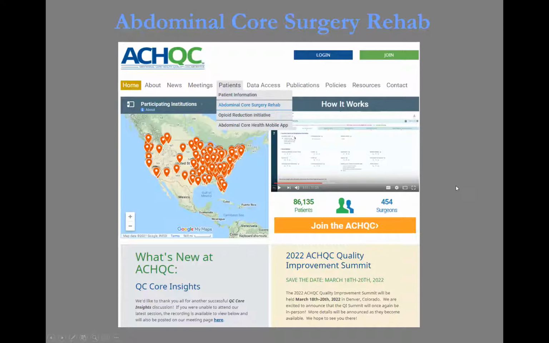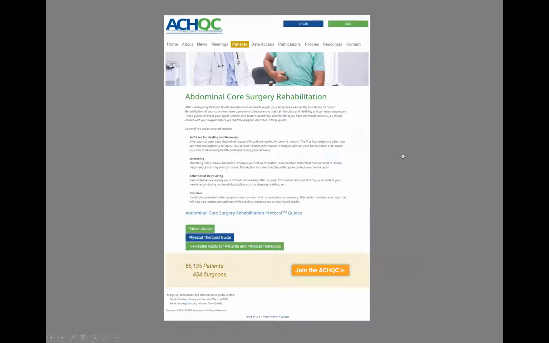So where to find this wonderful information? If we go to the ACHQC website, under patient information, under patients, you will find abdominal core surgery rehab. If you click on there, the next page it will bring you to is abdominal core surgery rehabilitation, a more detailed description of what you would benefit from using this: self-care for healing and recovery, stretching, activities of daily living, and exercise.